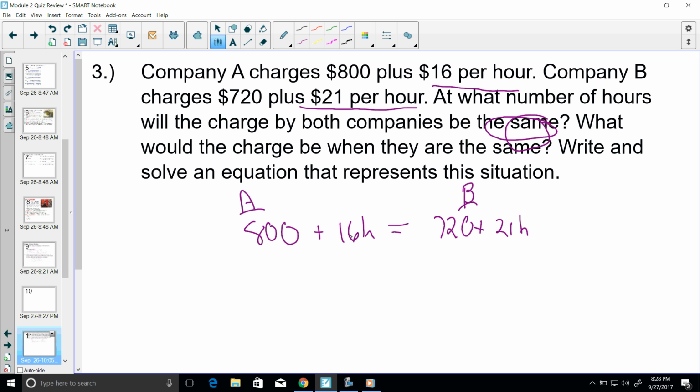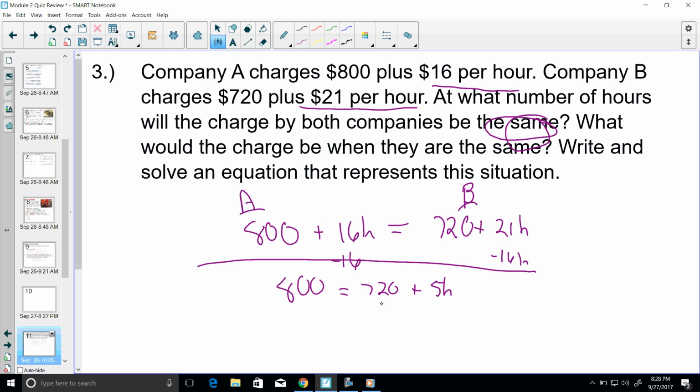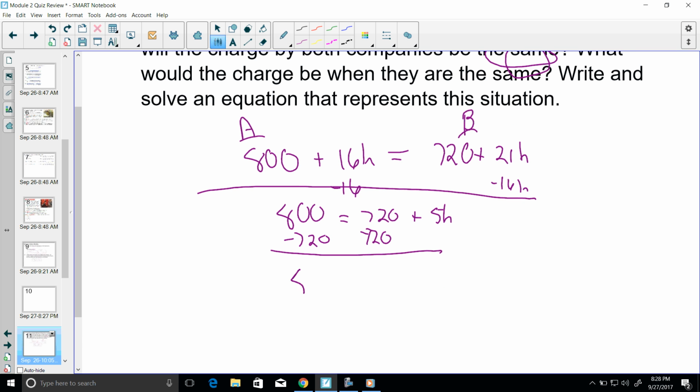So this number's smaller, so I'm going to subtract the 16h from both sides first. That'll leave me with 800 is then equal to the 720 plus 5h. Then I got to subtract 720 from both sides. That'll leave me with, let me give myself some more room, 80. That'll be equal to the 5h. Divide both sides by 5.